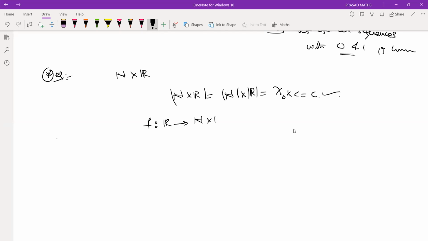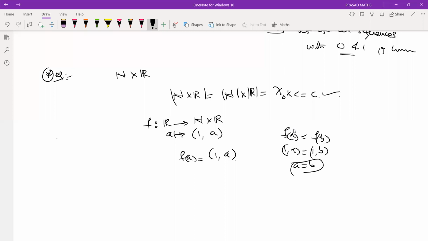Do it like this. A goes to, you can take any natural number like A. Is it a 1-1 function? Anybody? Is it a 1-1 function? F of A equals F of B. That means what? A is equal to 1 comma B. Is it a 1-1 function? A equals B. Yes or no? Right. Therefore, it is a 1-1 function.